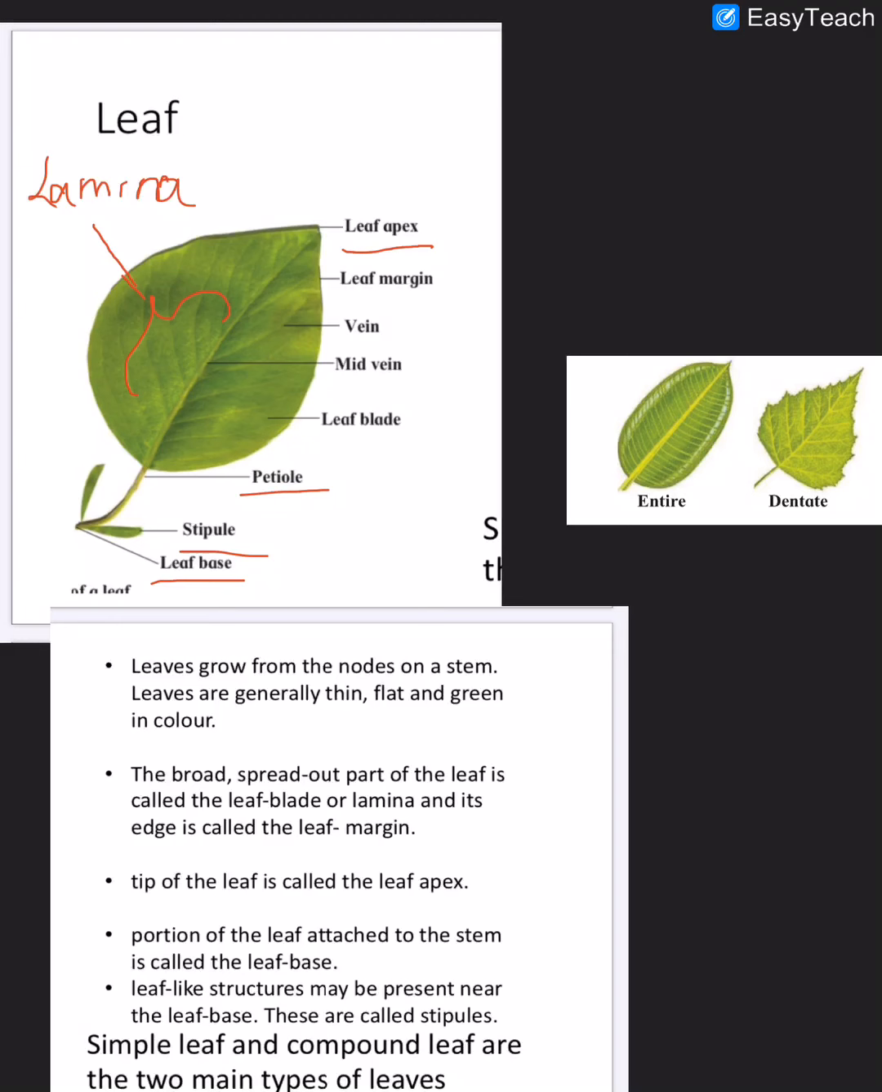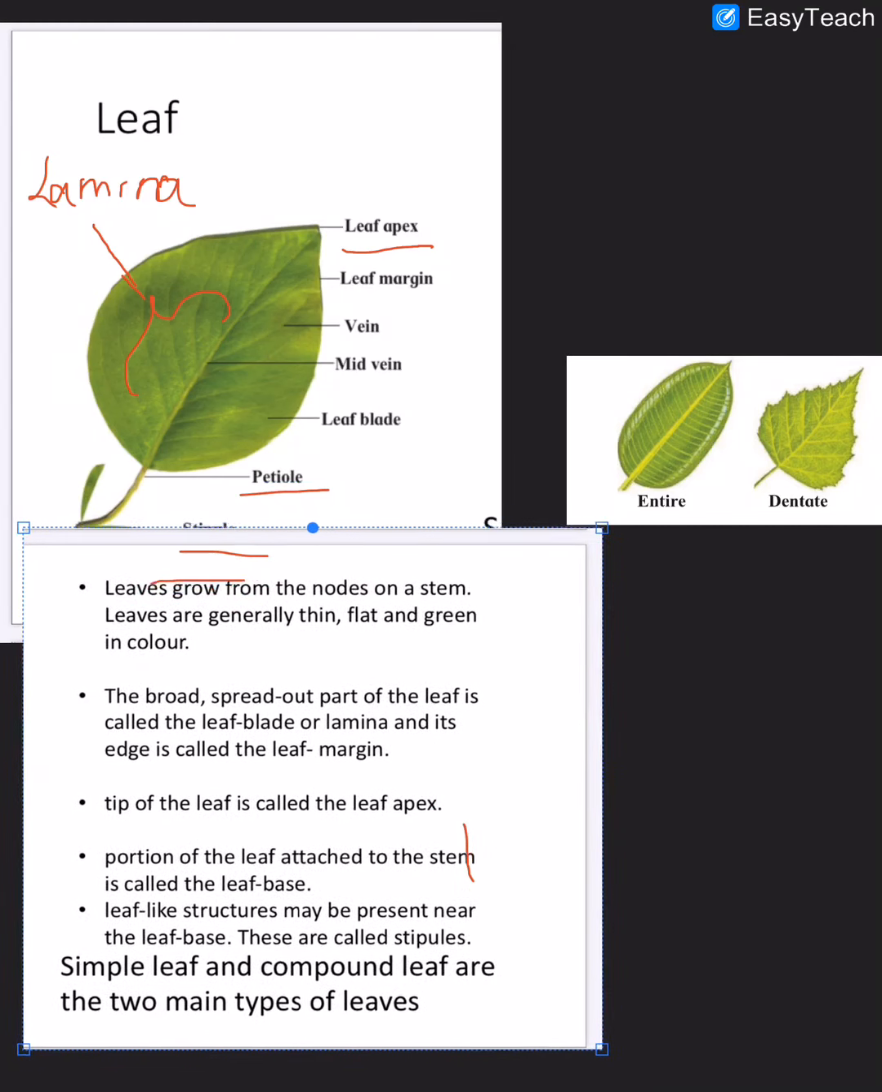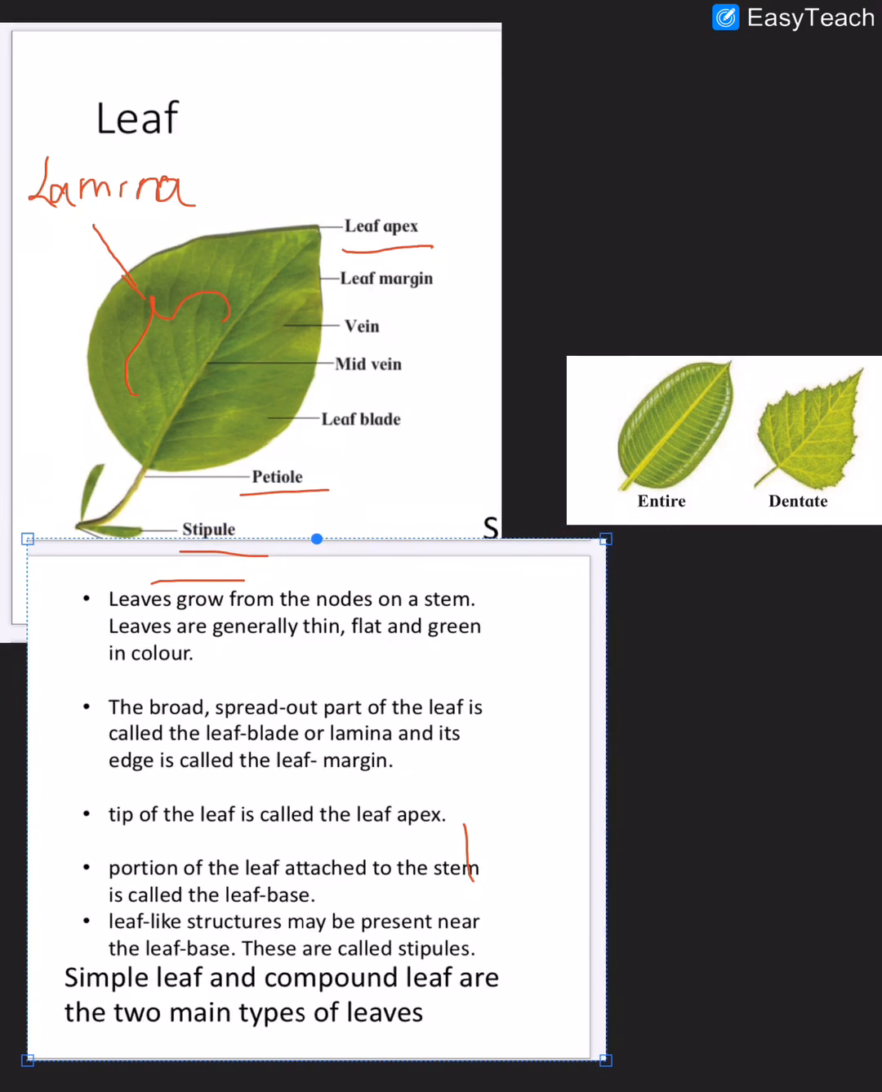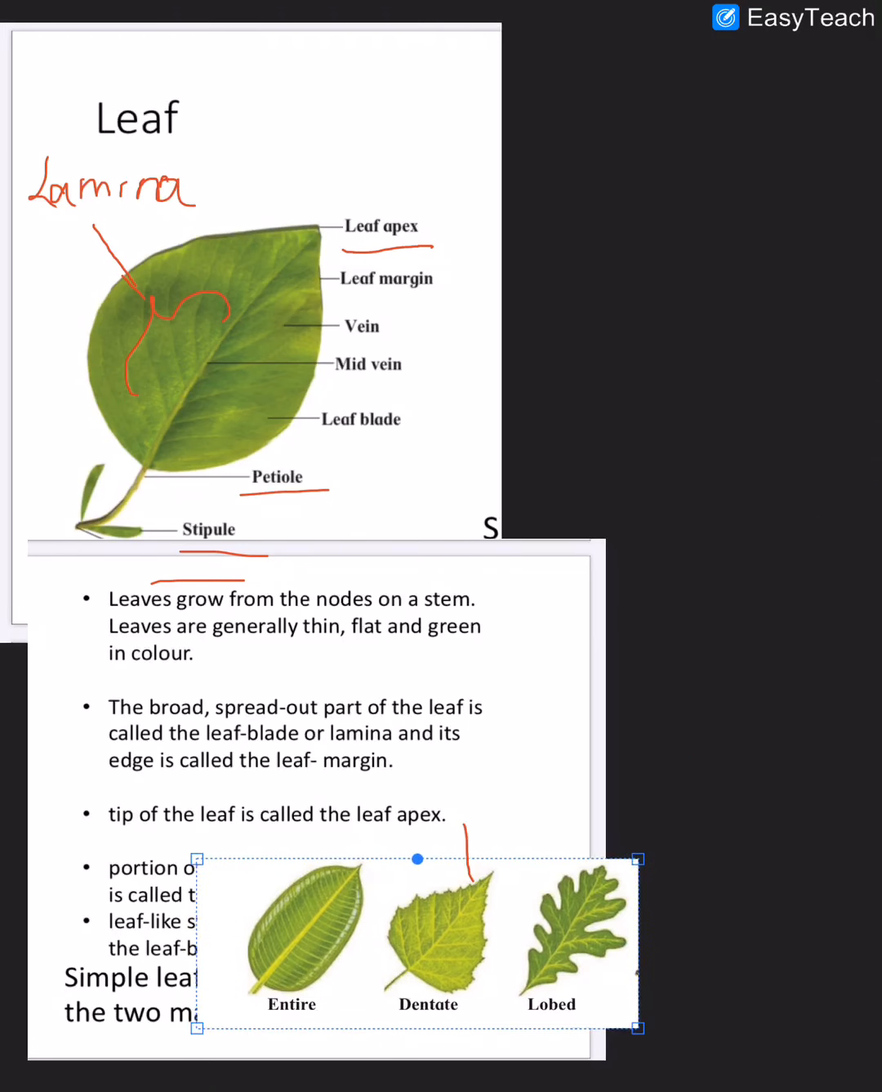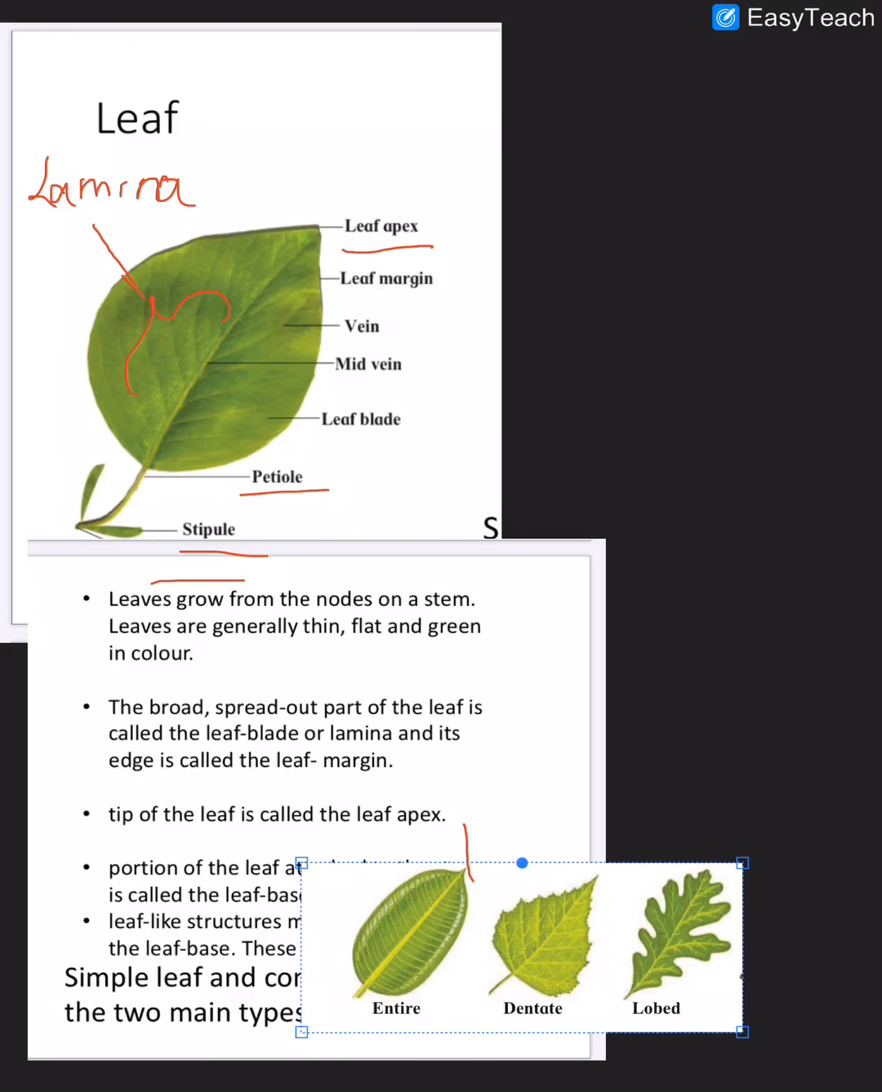So now there are two different types of leaves: simple leaves and compound leaves. Simple leaves are like the normal leaf, as this one we have seen, and compound leaves means a group of leaves will grow together. The margin of the leaf may be arranged like this. You see, the margin of the leaf may be entire, dentate or lobed. You can see in the image, entire means it will be smooth and full, and dentate and lobed are other types. These are the different types of leaves.